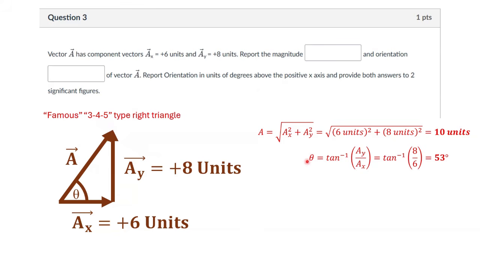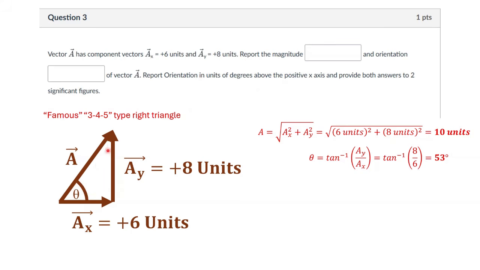Okay, the angle. You can find the angle given just what was known. We know that the x component was 6 units, the y component was 8 units. The y component is opposite the angle where they told us to draw the angle, meaning they said, tell me the angle above the positive x-axis. The x-axis goes this way. This angle starts at the x-axis and goes above it. So that is exactly the right theta that those words describe.